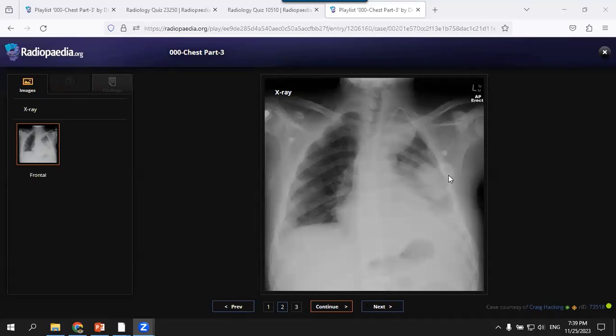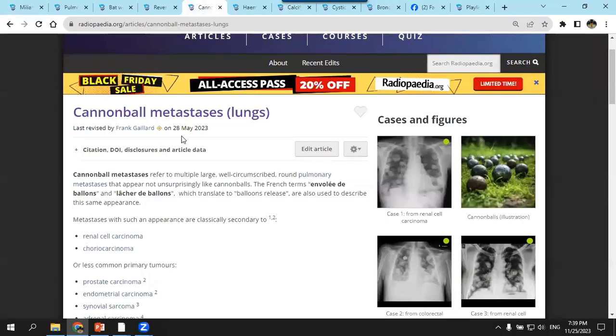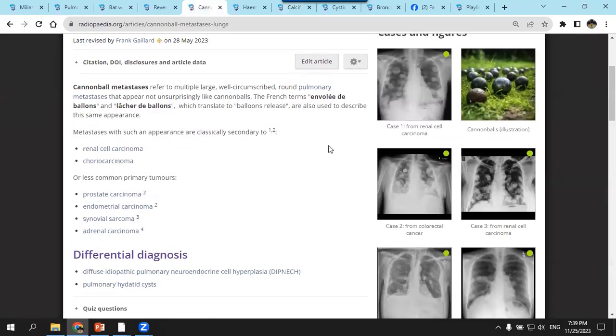So now again, I have large masses and a tunneled venous line also. A tunneled venous line, this is chemotherapy with this type of lesions. Look for the common causes of a cannonball. I know cannonball metastases should be more distributed like this, but here are very large masses. Renal cell carcinoma, choriocarcinoma. One of the possibilities is osteosarcoma as well.